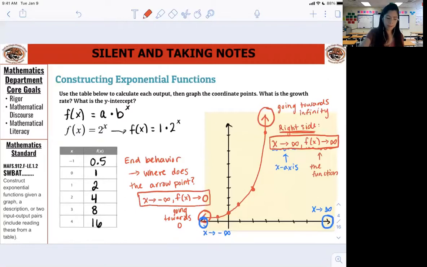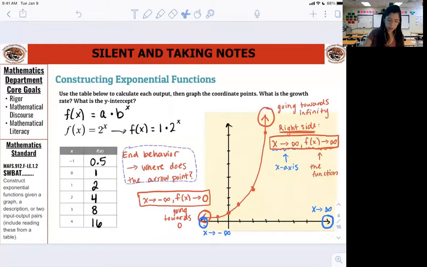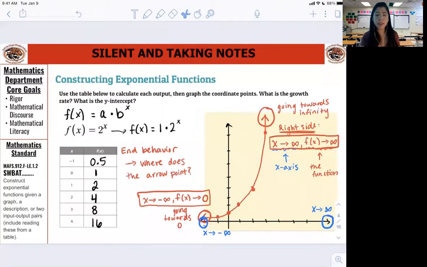So that is what end behavior is. We just wrote down the end behavior of the right side of the graph and the end behavior of the left side of the graph. And like I said, we're going to do this a bunch of times today. It might look a little confusing right now, but the more we do it, the more it's going to make sense. How do we feel? Any questions?